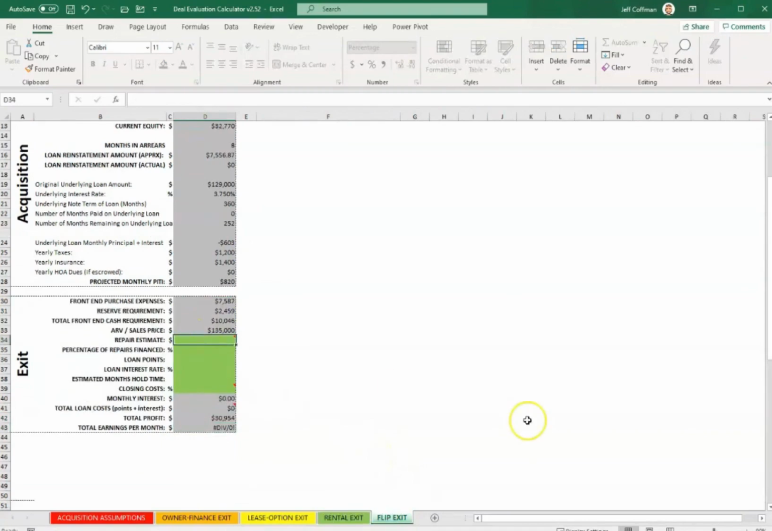On the flip tab, we've got our repair estimate. Let's say it was $8,000. I'm sorry, it was $1,200. Percentage of repairs financed. So if you've got to do any repairs to the property, are you going to be financing any of those funds that you need to make those repairs? That's what this is asking. Percentage of repairs financed: if it's 100%, then you're borrowing the entire $1,200 to make those repairs.